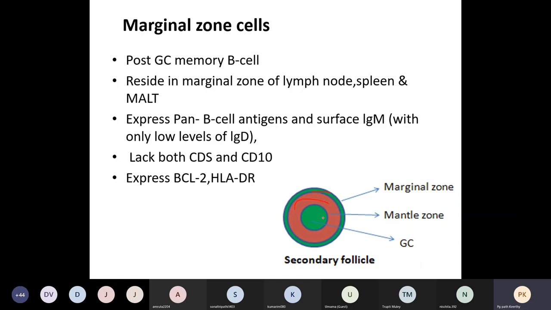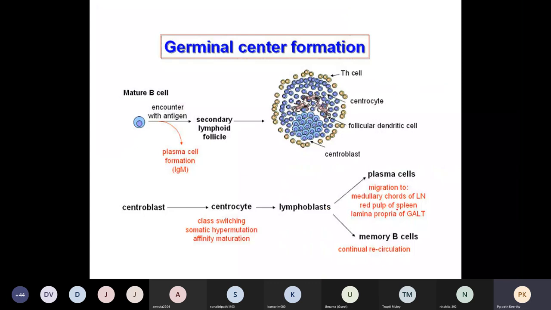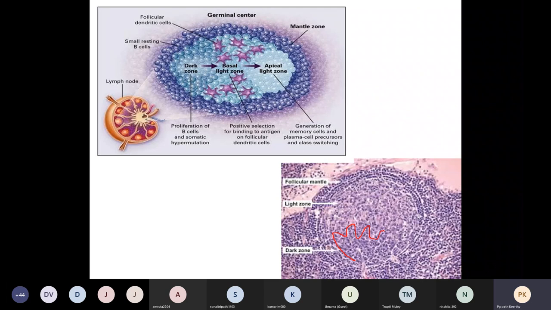So your germinal center will have two areas. One is called your dark zone, like this. See, it is dark. One is called the light zone. Okay. So what is the implication of this? You have to understand. See, this dark zone is made up of proliferating B cells which undergo SHM, that is somatic hypermutation, that is your VDJ rearrangement, right? And light zone, this is the apical light zone. See, this is the dark zone and this is the light zone. So what will this light zone contain? It contains your memory B cells, plasma cells and all your centrocytes. All this will be present here, right?